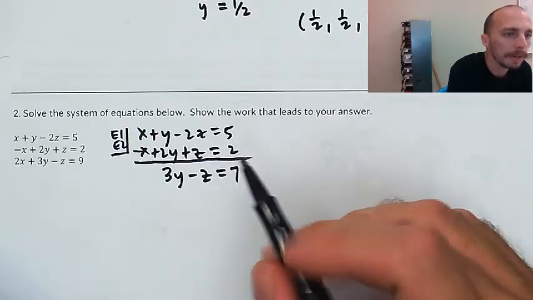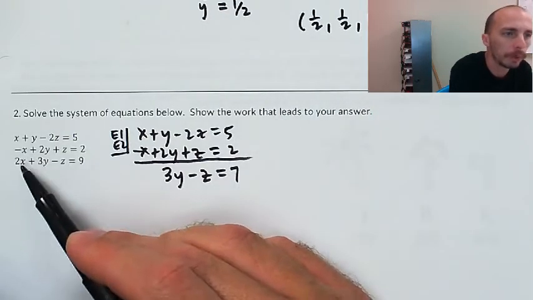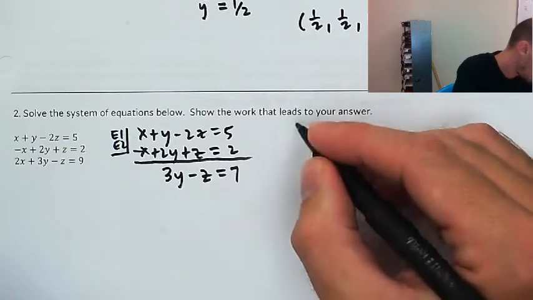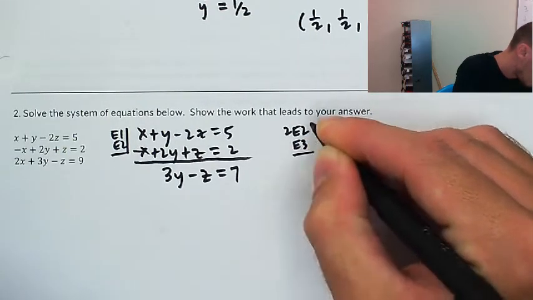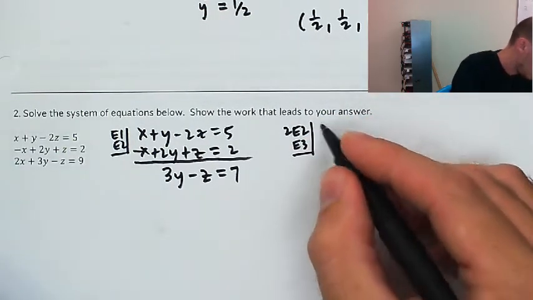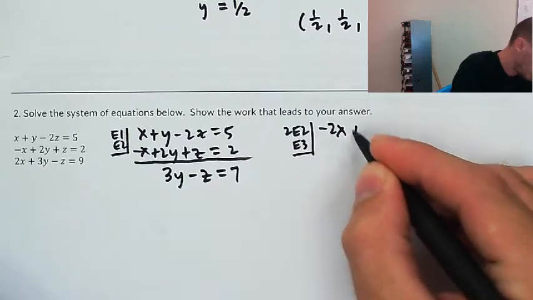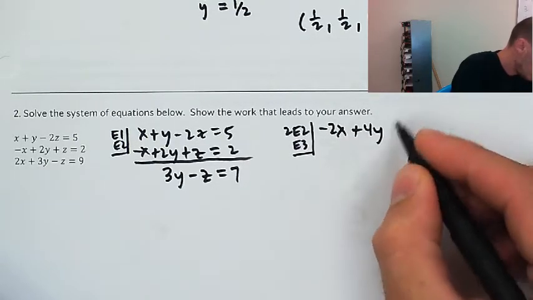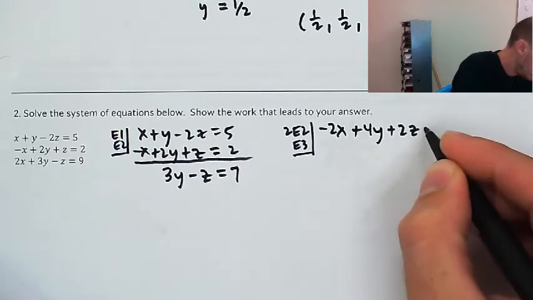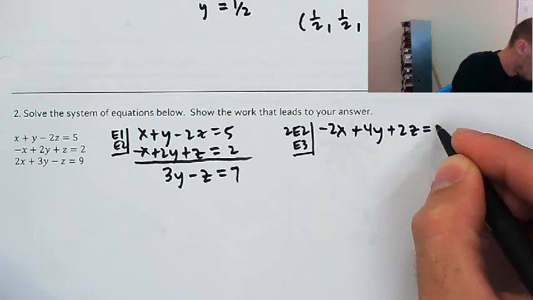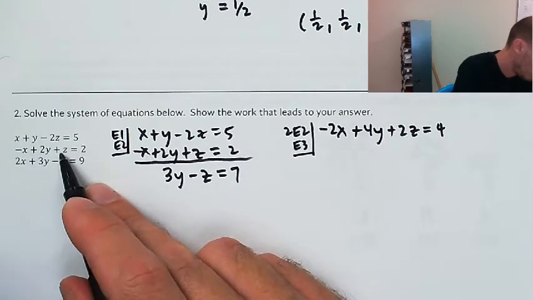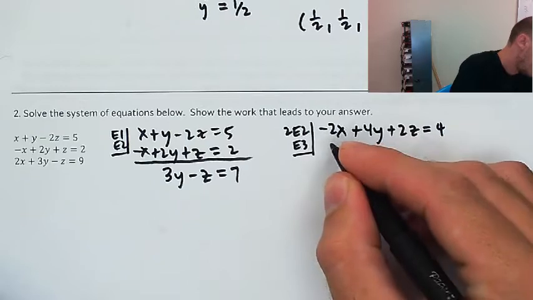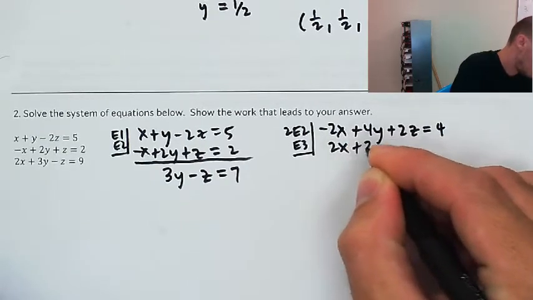Okay, then I'm going to need to take 2 of equation 2 and add it to equation 3 to get rid of these 2 x's. All right, so 2 equation 2's is negative 2x plus 4y plus 2z equals 4, okay, 2 of equation 2: negative 2, positive 4, positive 2, positive 4. And then just copy equation 3.